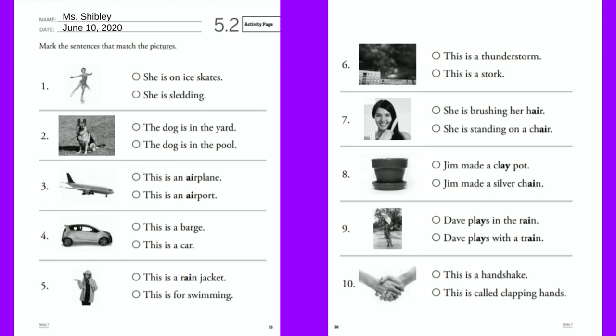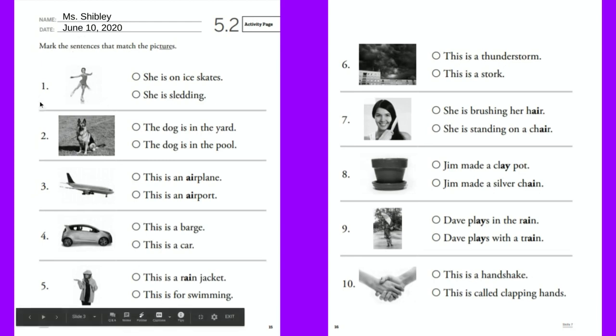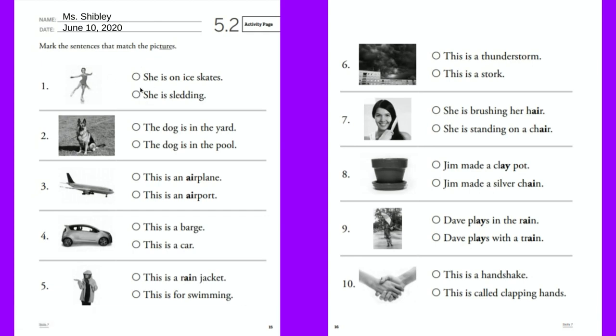If you need to at any time during this video, make sure that you pause so that you have time to answer the questions. I am not going to fill in the questions with you on these 2 pages, but I will read the options. Okay, ready? Number 1, and remember, you're marking the sentence, so you're filling in the bubble that matches the picture. Okay, she is on ice skates. She is sledding.